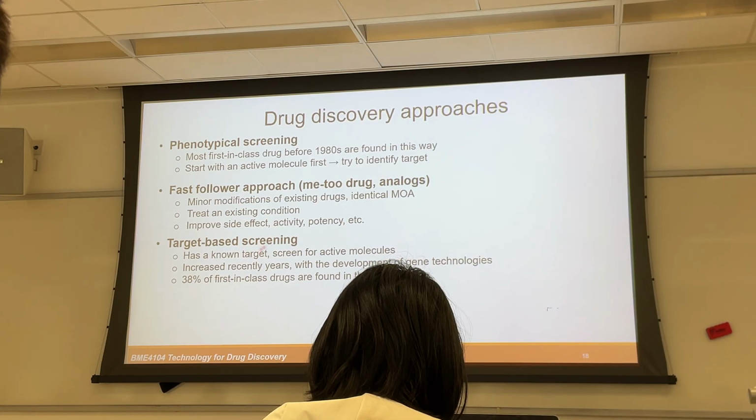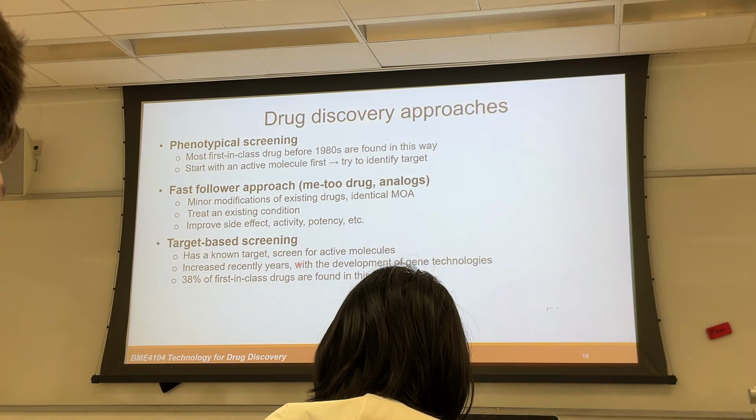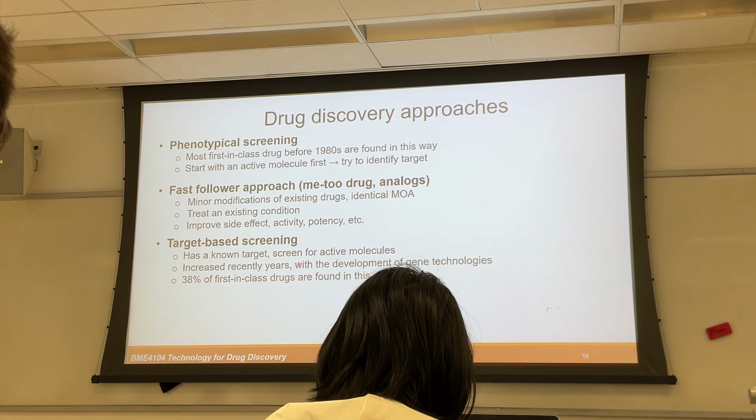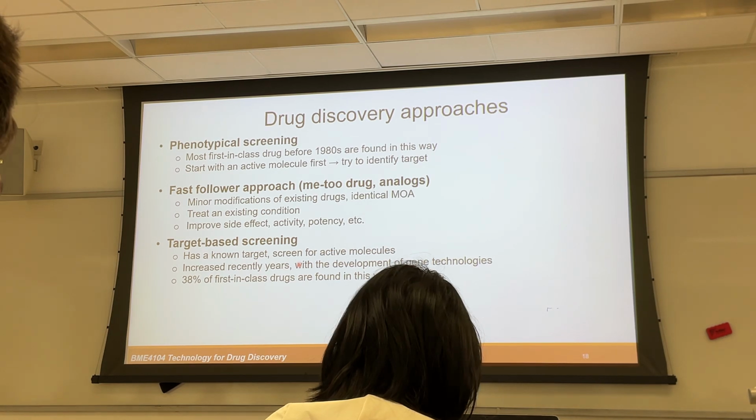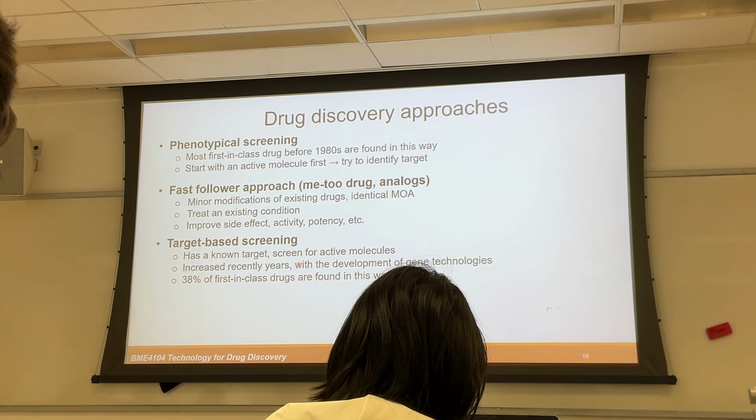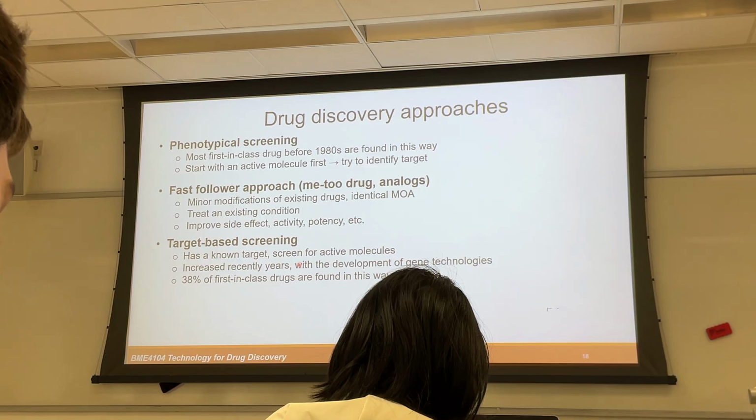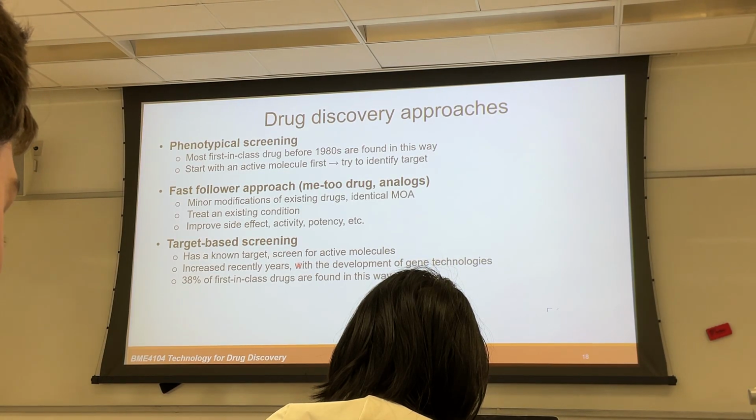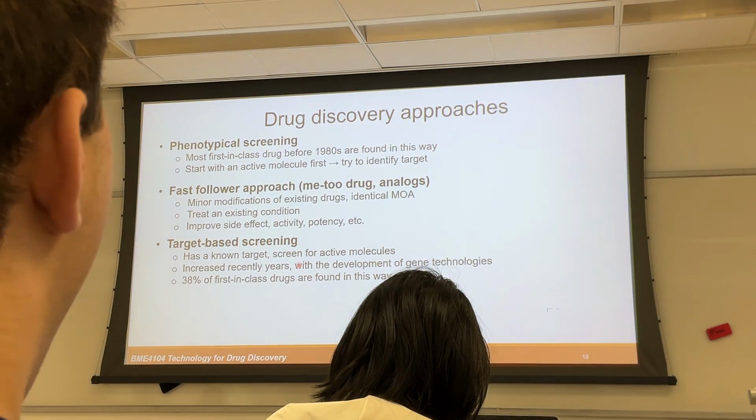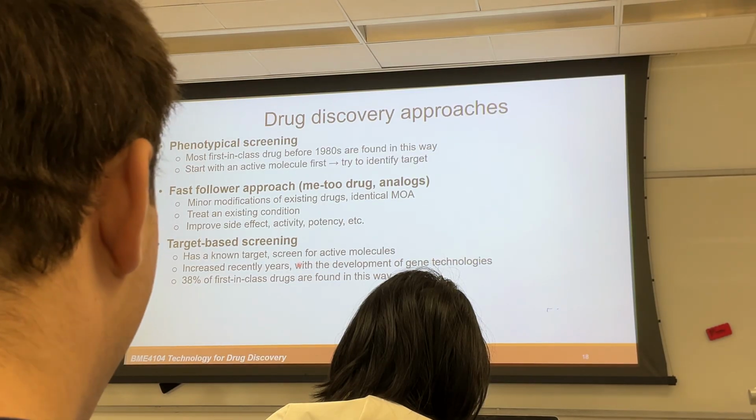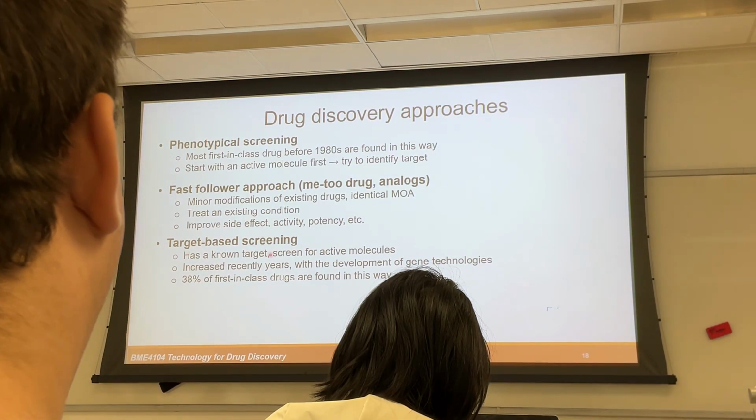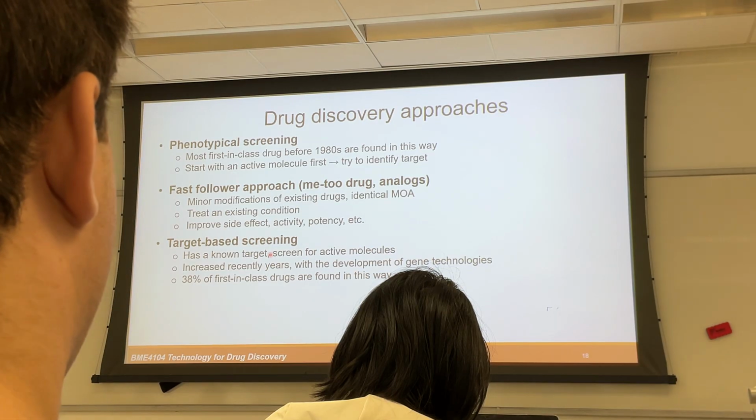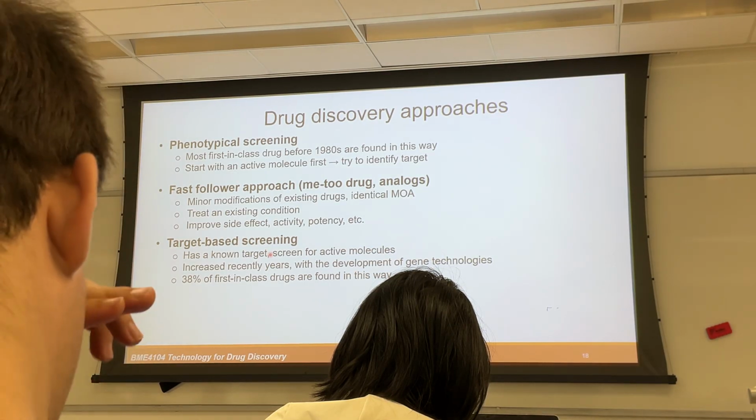Instead, for target-based screening, it's the opposite direction. We start with a target that we know is important. For example, for type 2 diabetes, we know a certain protein is important, and so we will focus on that protein and find a drug that can directly interact with that protein, and hopefully can change the function of that protein. So that's target-based screening. We start with the target and then screen for an active molecule or compound.